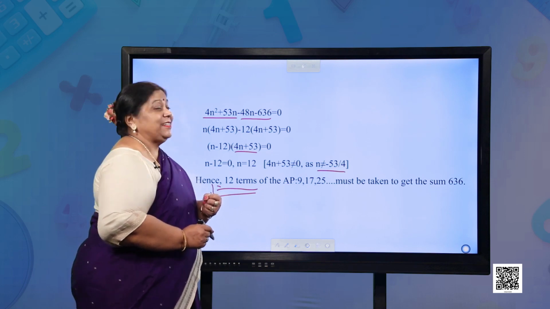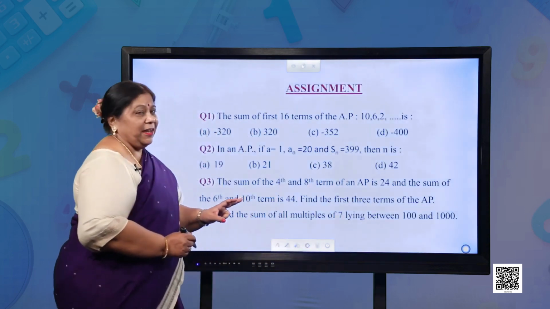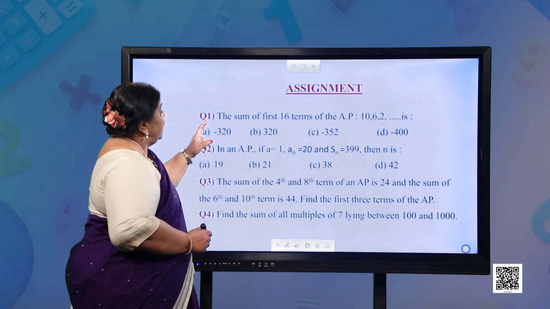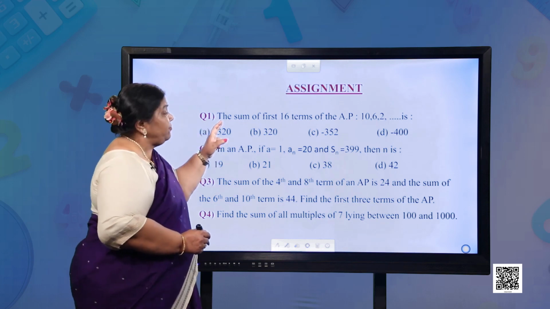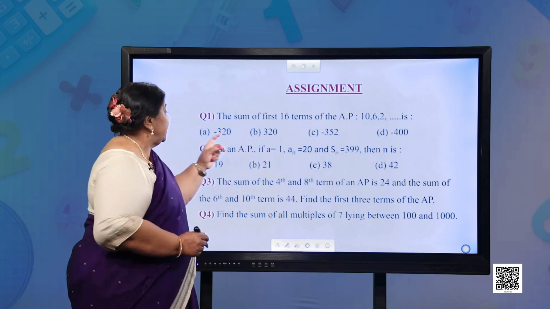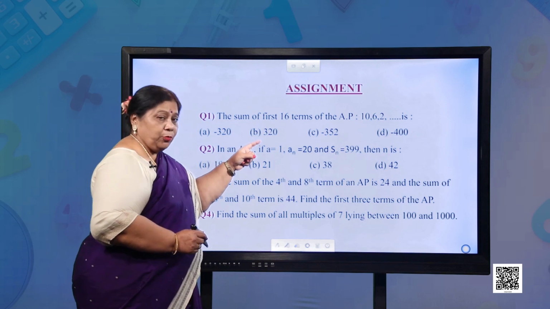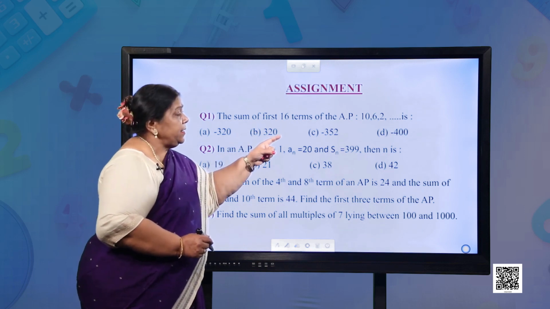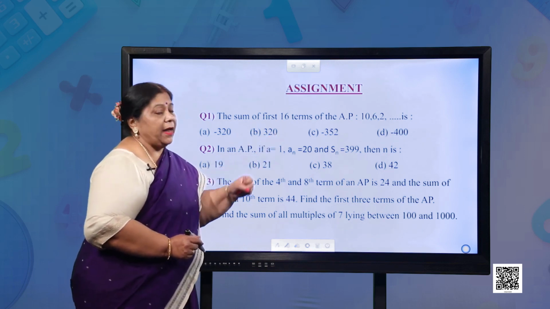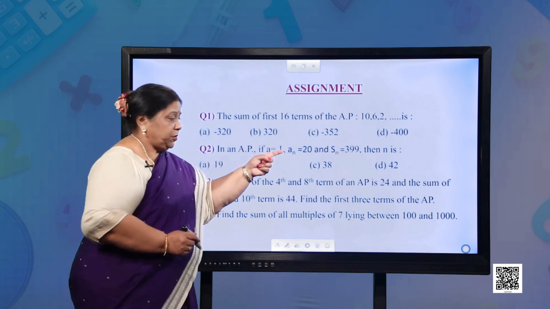So, students, now it is time to take up homework. Take up some questions for the assignment. First question, the sum of first 16 terms of the AP 10, 6, 2 is: A minus 320, B 320, C minus 352, D minus 400. We have to pick out the correct option.